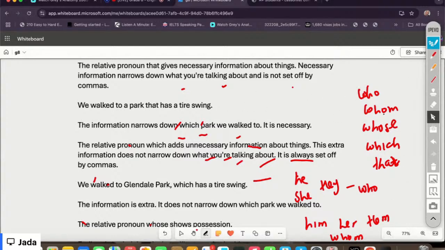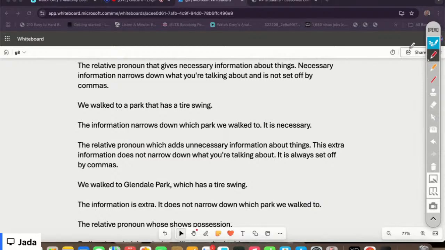All right, so the relative pronoun that gives necessary information about things. Necessary information narrows down what you are talking about and is not set off by commas. So it's just like saying, we walk to a park that has a tire swing. The information narrows down which park we walk to. It is necessary.